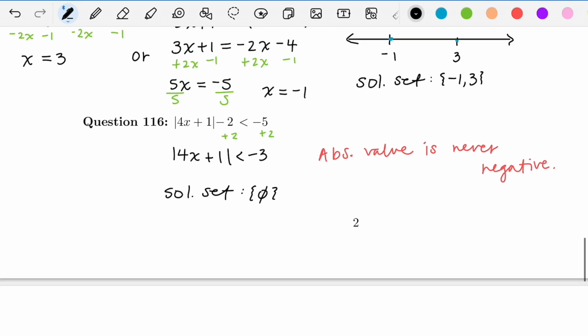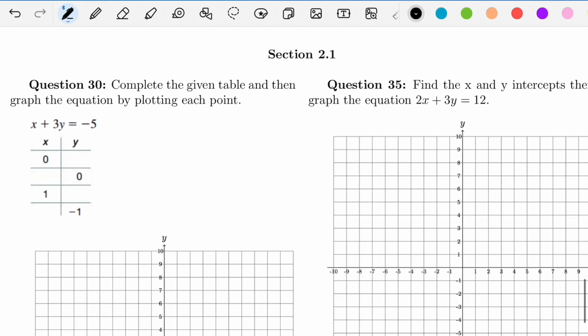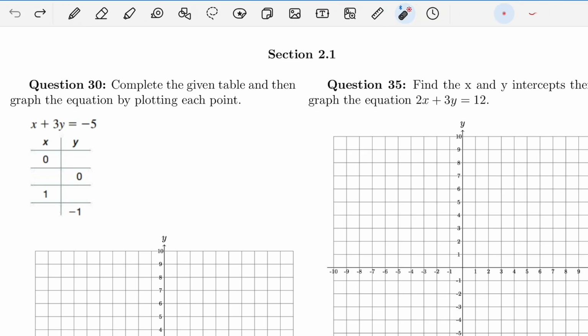Now, this brings us to section 2.1 here. So we're looking at graphing. So we just have a couple problems here. Now this first example, what we want to do is we want to complete this table here and then graph this equation by plotting each of these points.